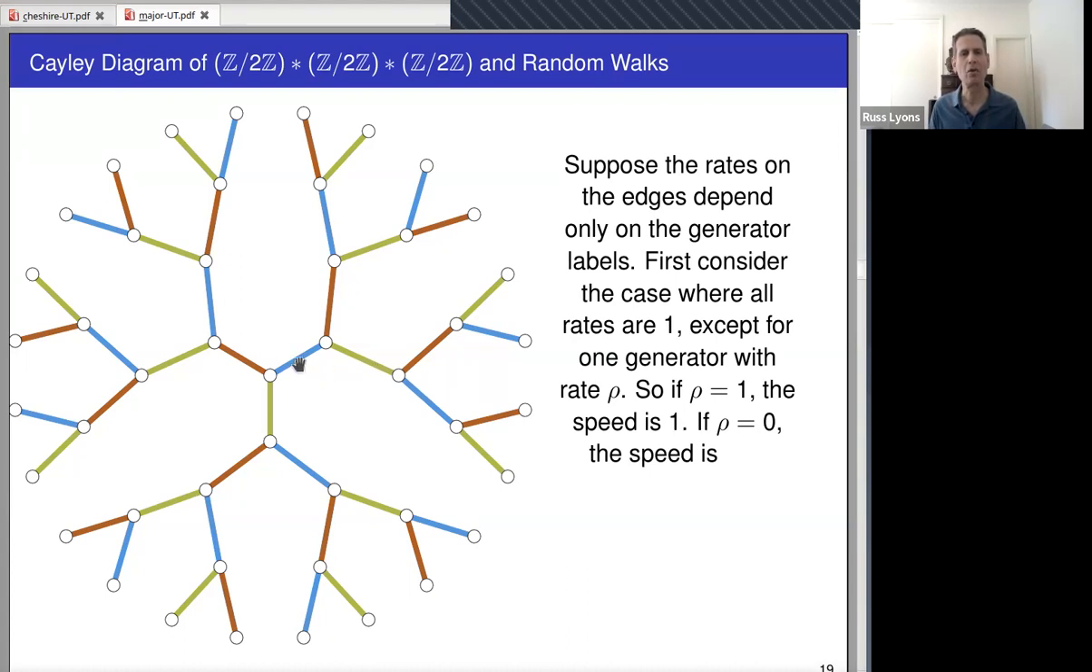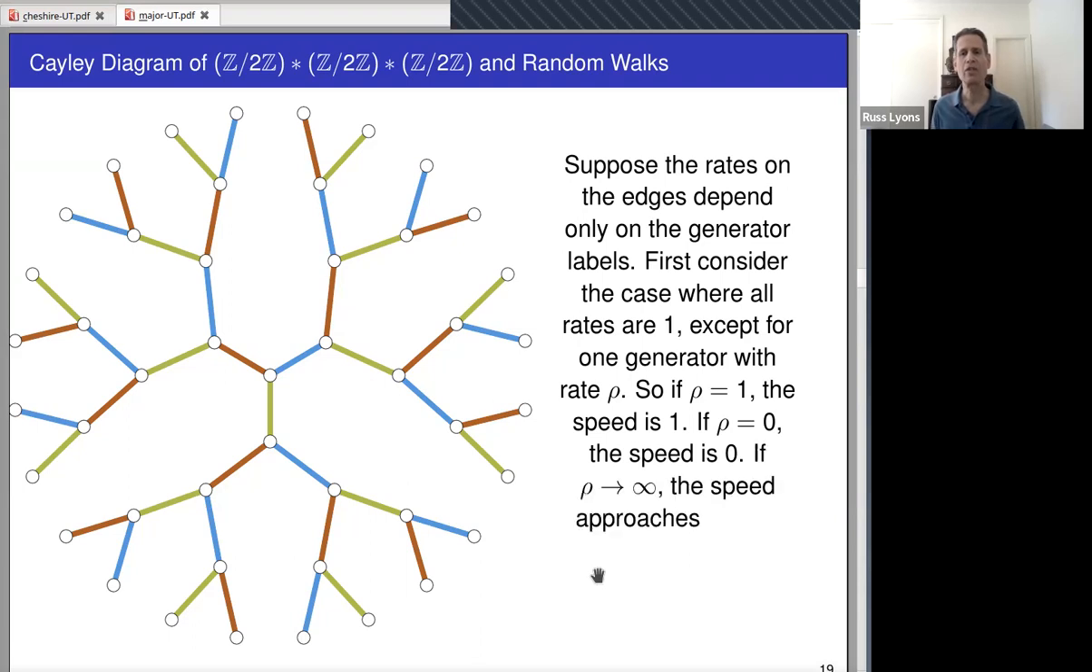So then if, say, the blue edges are gone, it's just walking on the green and brown edges, right? What's the speed in that case? It's just walking on the integers, right? And we've already used this fact that at time t, the distance is going to be roughly root t. So you divide distance by time, it'll go to 0.